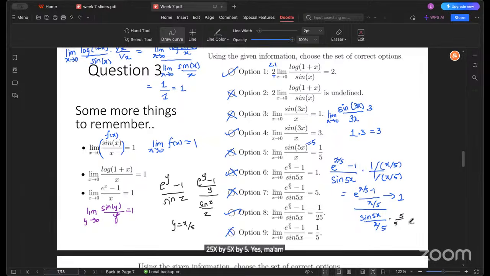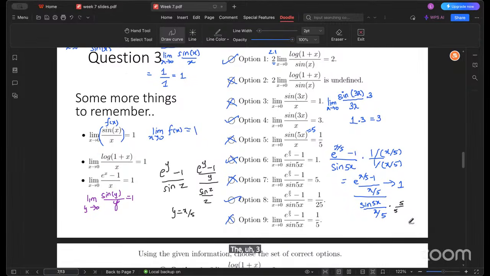Yes, ma'am. Okay, fine. The 3 identities which you have on the left hand side, are these the formulas which we have to remember? Yes, yes. So these are formulas which you have to remember. So kind of a solution for all the options. Okay, good.